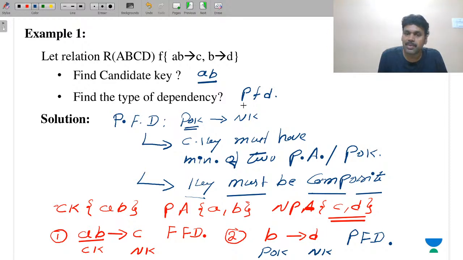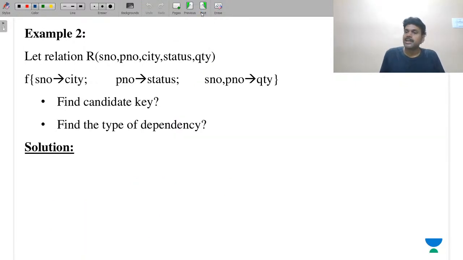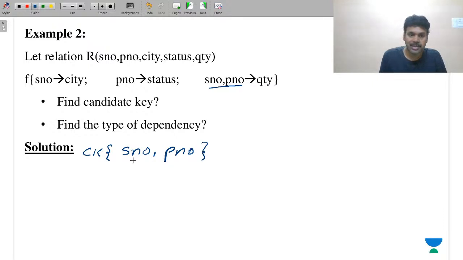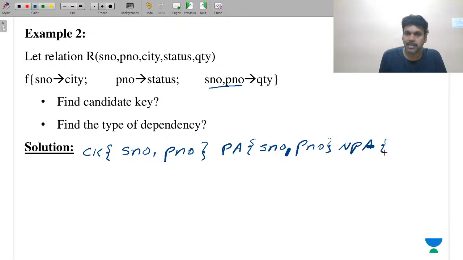Okay, friends. So this is the meaning of partial functional dependency. Now let us look at another example. We will see the proof of how it generates redundancy. First, let us understand the type of dependency we are getting in the schema. The candidate key is the combination of S number and P number. Please watch my previous lecture if you have any doubt in the computation of candidate keys. Your prime attributes are S number, P number, and your non-prime attributes are the remaining: city, status, and quantity.